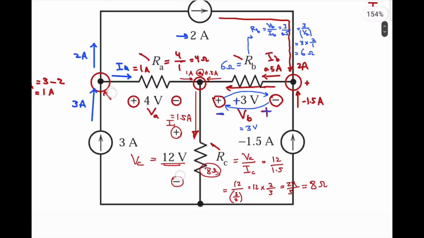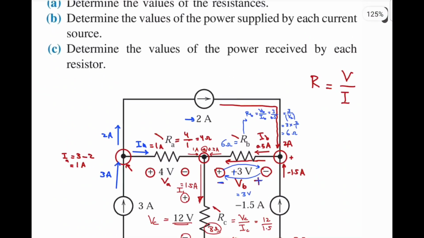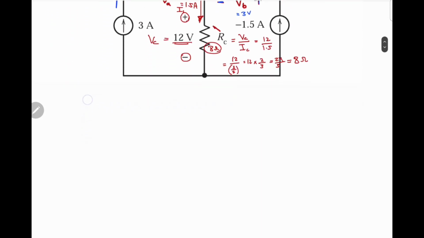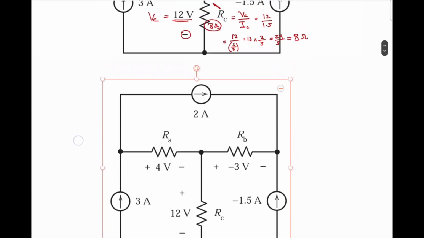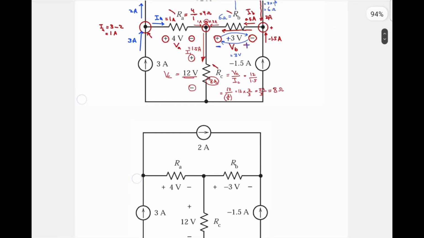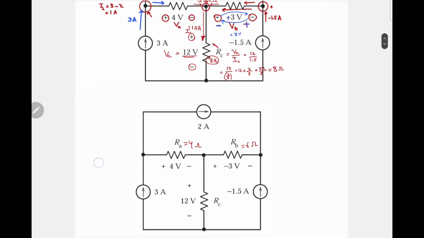Now what about part B? Part B: determine the value of the power supplied by each current source. So let's just redraw the circuit again and identify the values here. We have that RA is equal to 4 ohm, RB is equal to 6 ohm, and RC is equal to 8 ohm.